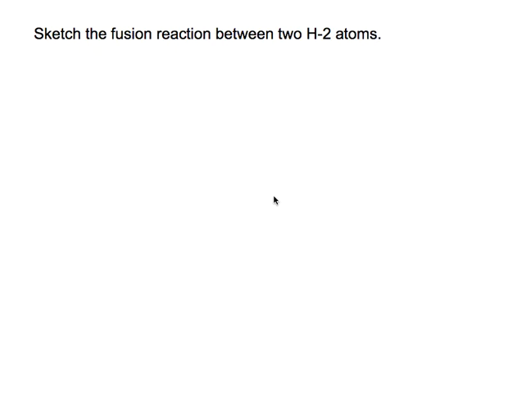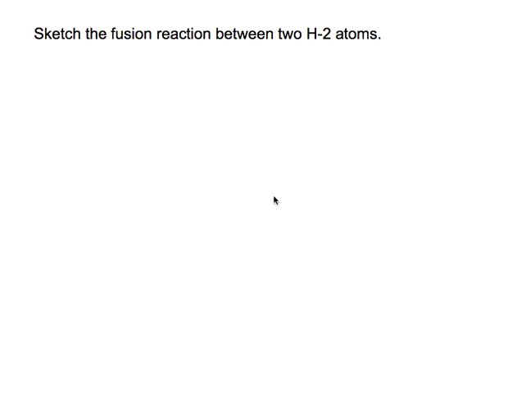Let's look at how to write out some fusion reactions on paper. Okay, so the question says sketch the fusion reaction between two H2 atoms. And so what we want you to be able to do in class is to write out what shows like two of the atoms, what they would do when they fuse together. And so we're going to write a nuclear chemical equation to do that.